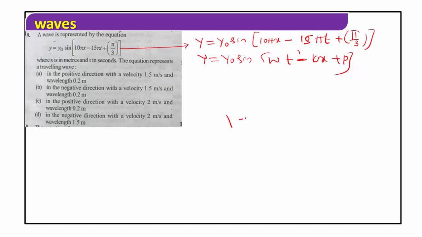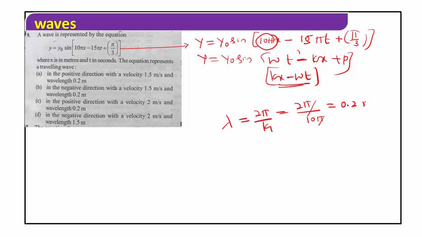Therefore, here lambda is equal to 2π divided by k. K is equal to the value 10π. You can write this equation as kx minus omega t. So 2π divided by 10π. 2 divided by 10, what value do we get? 0.2 meter.